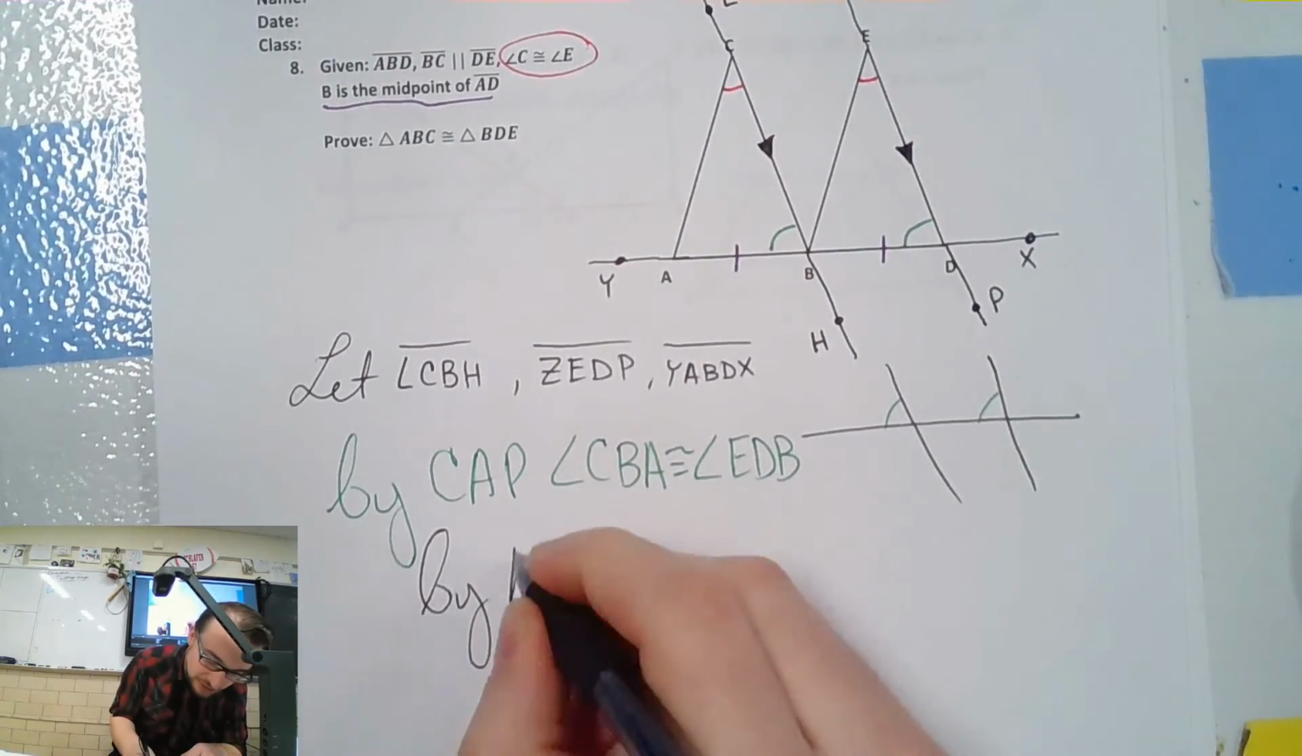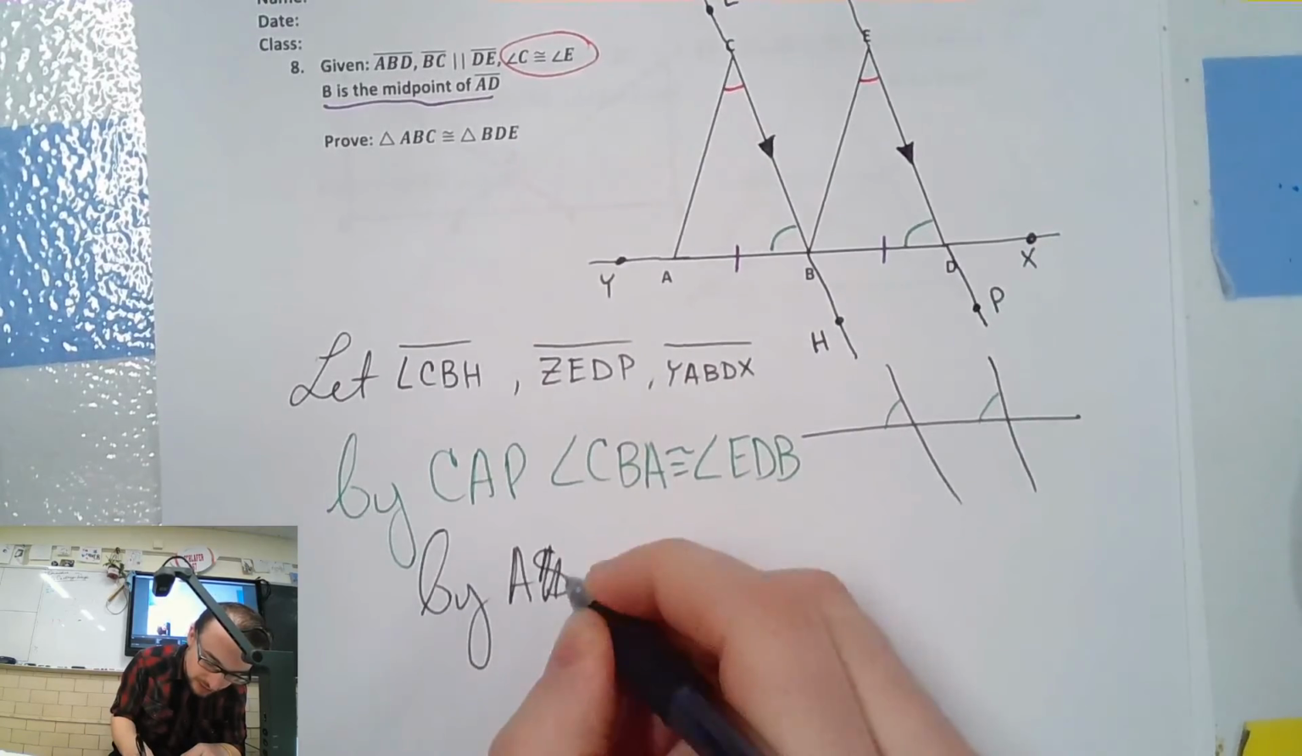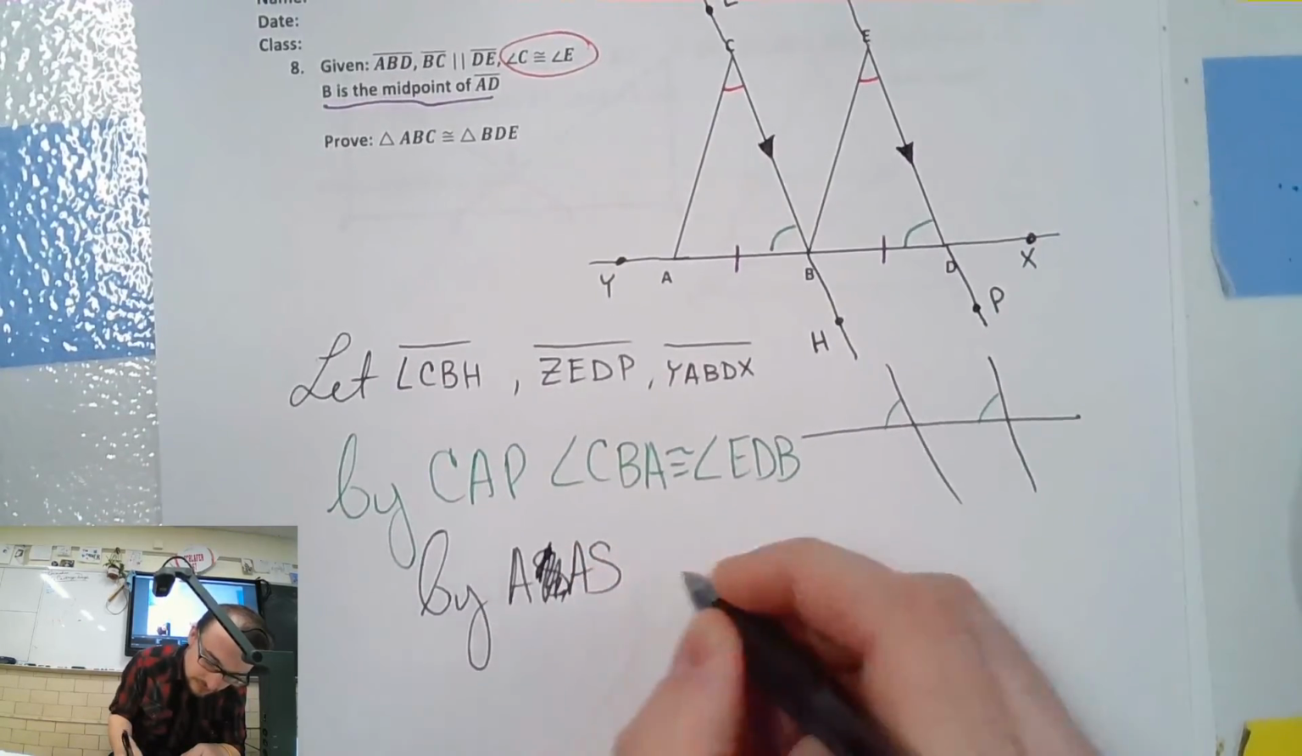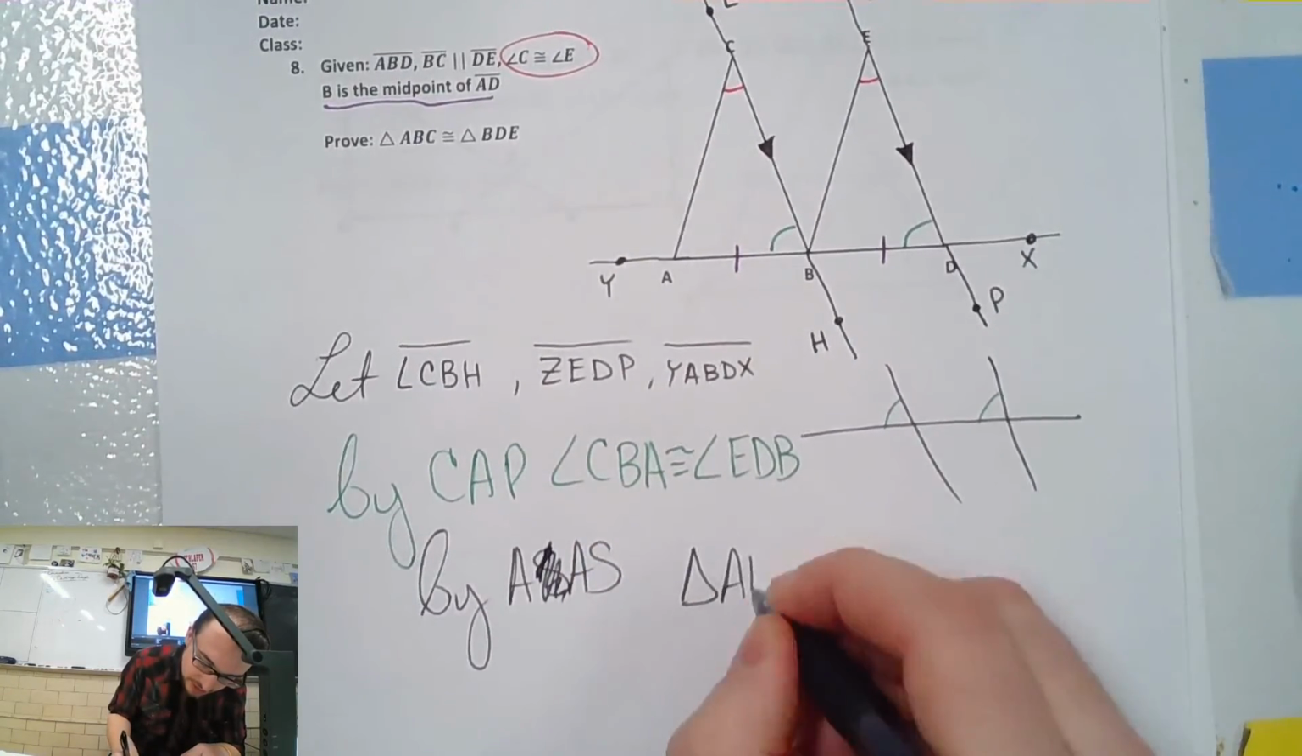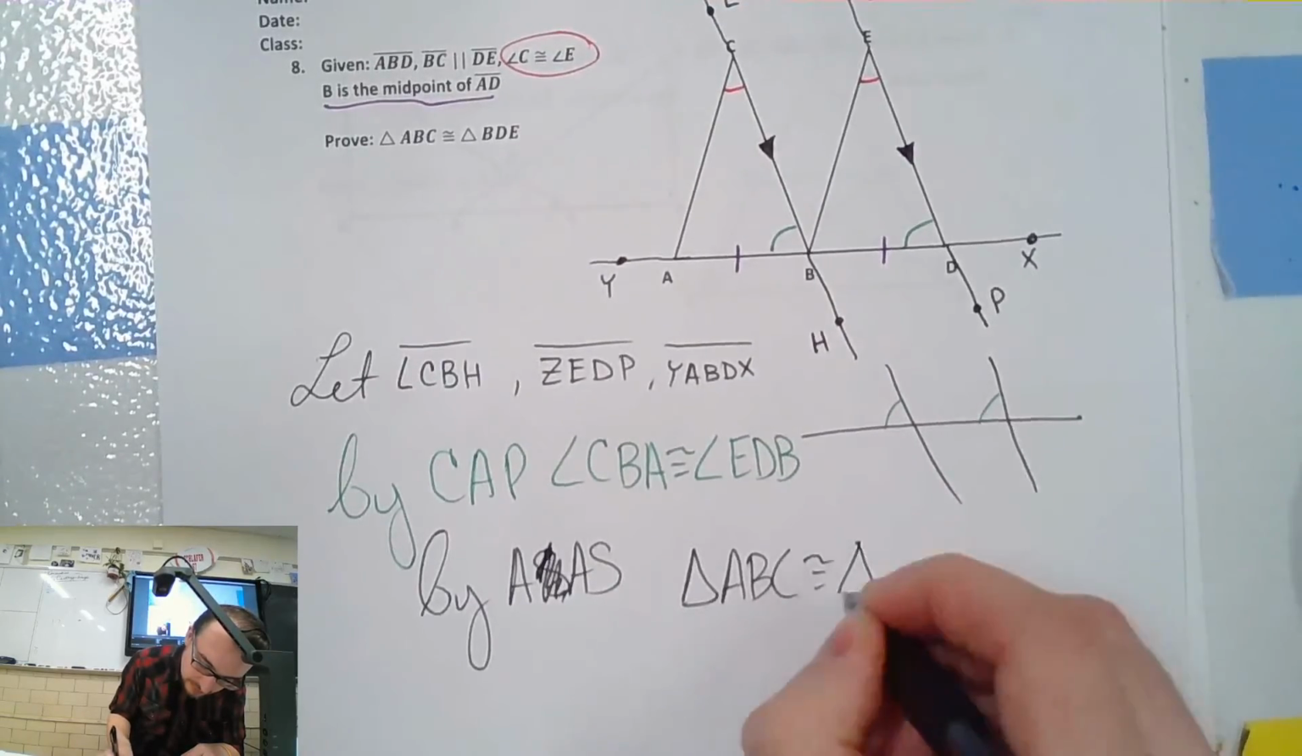Not so bad once you see it. Looks angle side. Please come to the office when the bell rings. Triangle ABC, DE.